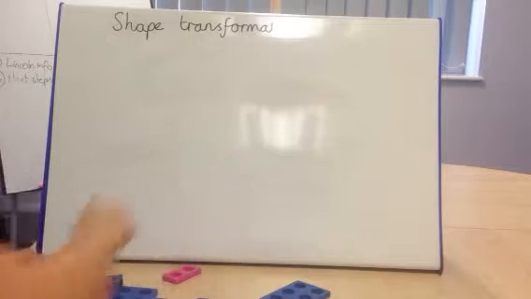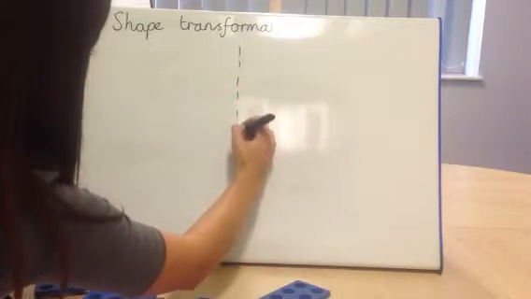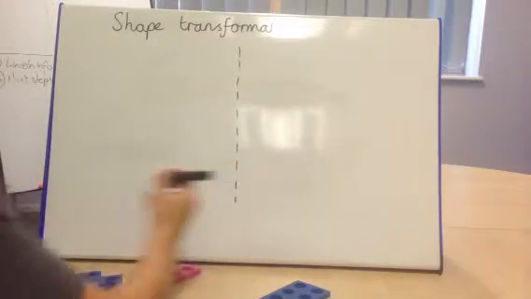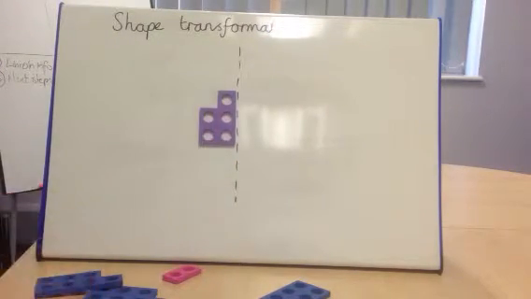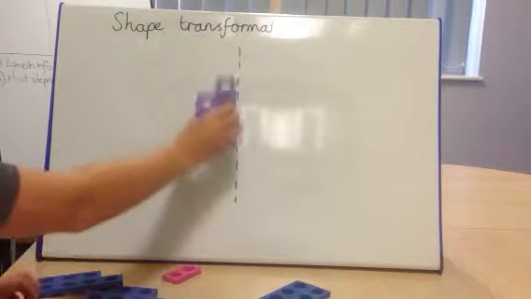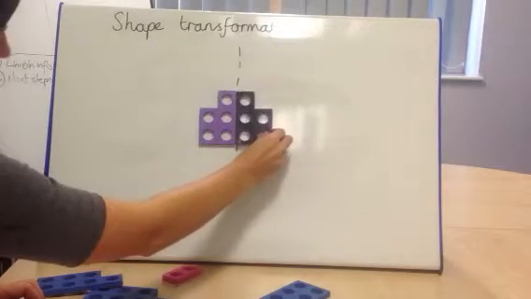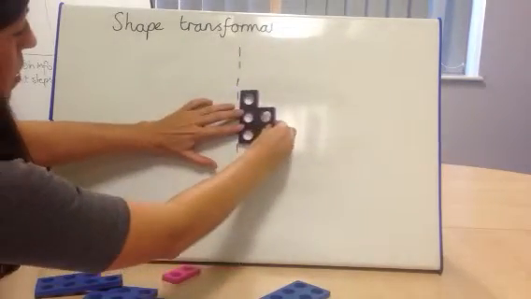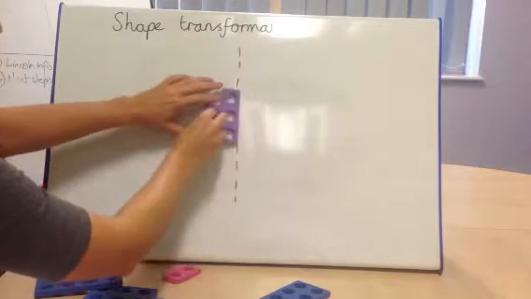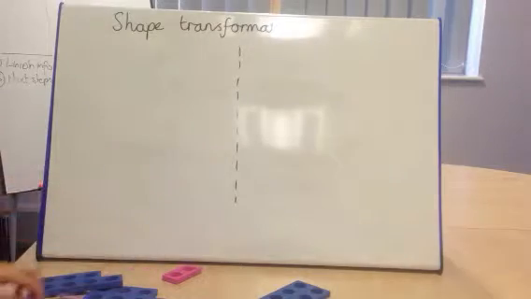Similarly with reflection, you might have a mirror line sketched out. Apologies, it's not very straight. And you might show what happens when you reflect a shape in the mirror line. So you could place the same exact shape on top and show the reflection, or you could actually just manipulate and move this one to show the final position after the shape's been reflected.